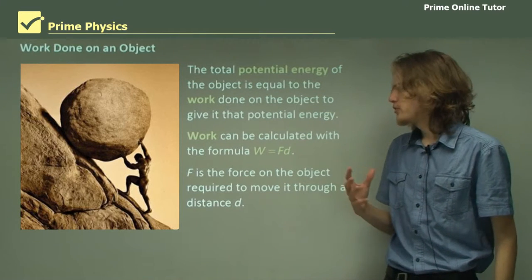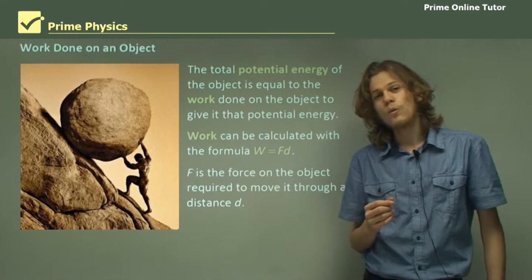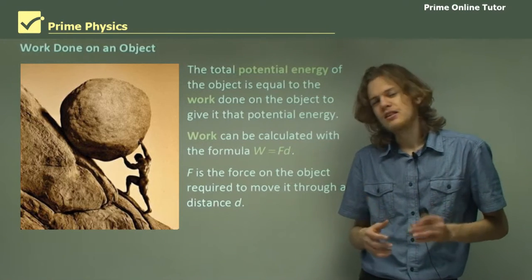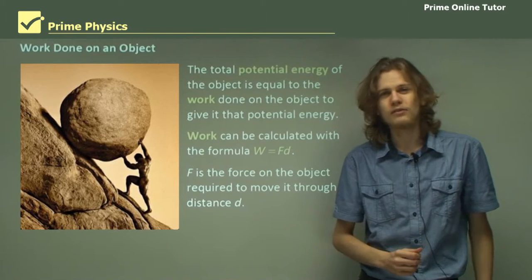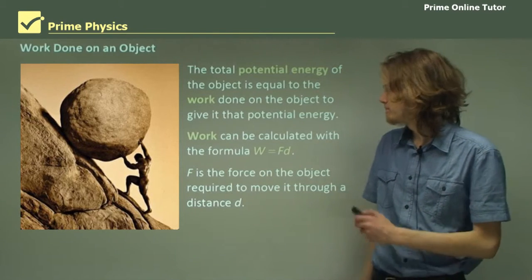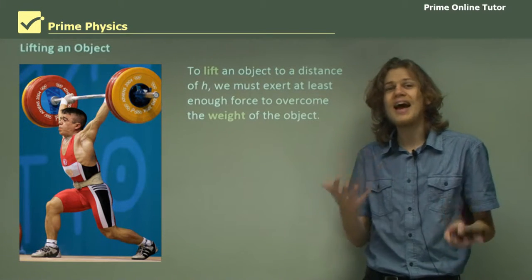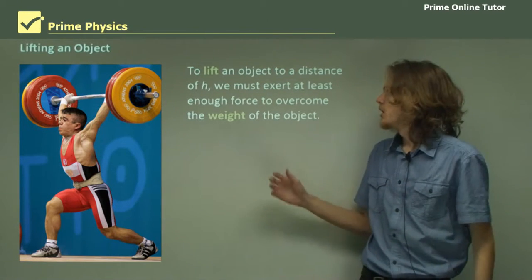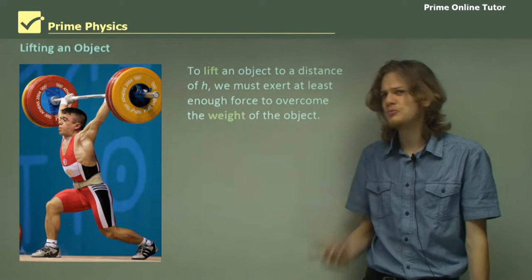So F is the force on the object required to move it, and d is the distance that it moves. Work is a measure of energy. The amount of work that you do on an object is the amount of potential energy that you're giving it. So to lift an object a distance of, say, h for height, we have to exert enough force to overcome the weight of the object, right? Otherwise we can't move it at all.